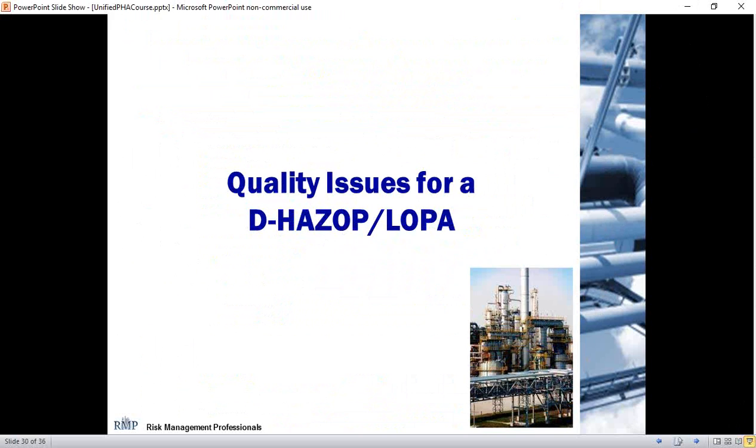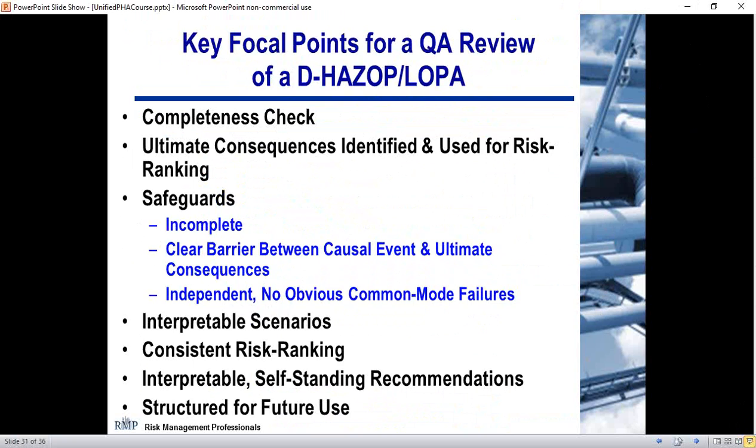So let's talk about some quality issues. A while back, somebody asked me to encapsulate what are the key things that we need to check if we're reviewing a HAZOP or LOPA study? And can you put it in one page? Well, of course not. But here's my list of things that you definitely want to look for if you're reviewing a HAZOP or LOPA for a lot of the key quality issues.